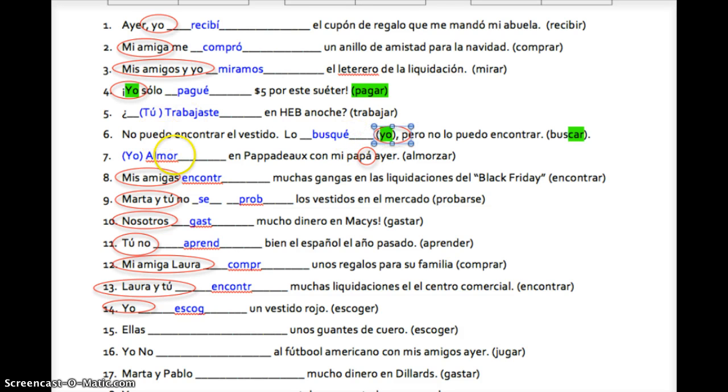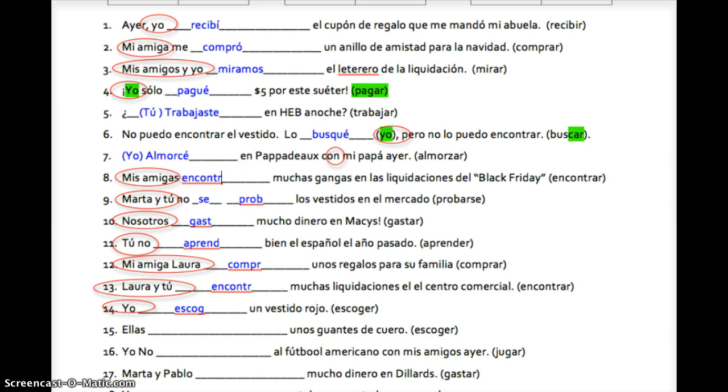Alright, moving on. Yo almor, and again, this is a zar verb, and this got moved. Oops. The subject there is me. Again, this is a really tough one. It's an implied subject. So it says, I ate at Papadeaux with my dad yesterday. Basically, blank ate at Papadeaux with my dad yesterday. The most likely thing you would say is, I ate at Papadeaux with my dad yesterday. So let's put a yo on that.